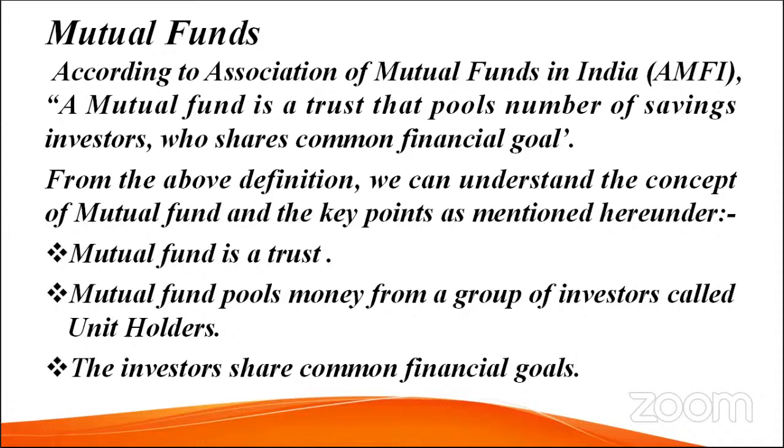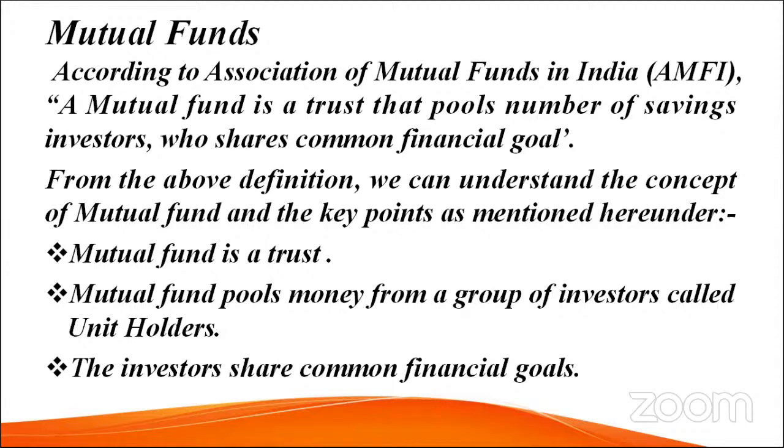So here you see, a mutual fund is a trust. That means it is a combination of people having a common objective. What is their common objective? Either to increase their income or to increase their wealth. Wealth maximization or profit maximization or income maximization is the common objective. And mutual funds pool the money from a group of investors called unit holders. And these individuals who are becoming the members of the trust are called unit holders.